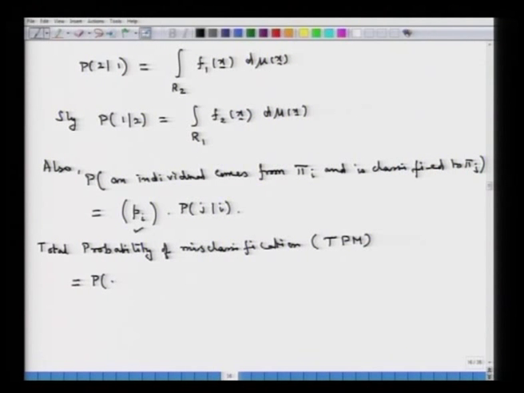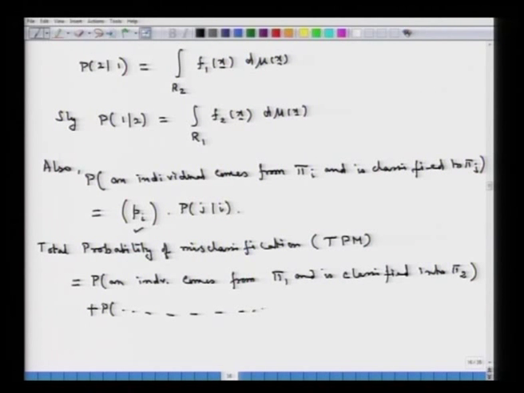So this is the probability that an individual comes from pi 1 and is classified into pi 2. So the total probability of misclassification is given by the sum of the two probabilities: that an individual comes from pi 1 and is classified or misclassified into pi 2, plus the probability that an individual is coming from pi 2, the other population, and is getting classified into pi 1.